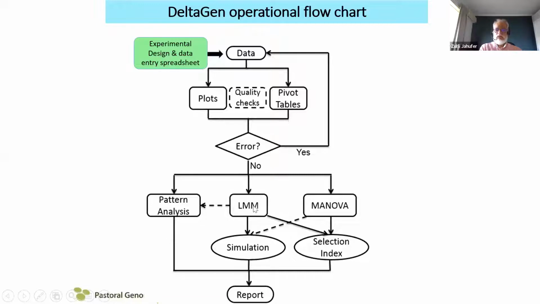So you have linear mixed model analysis, and outputs from that can also be used for pattern analysis. That's a mixture of cluster and principal component analysis. Then it goes to multi-trait analysis. The feedback from that can be used in deterministic simulation, which also includes a very simple cost analysis that will give you the cost per unit genetic gain. And then we have the Smith-Hazel index that could be used for multiple traits.